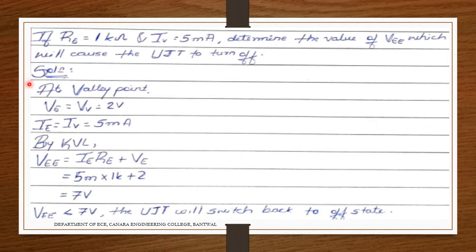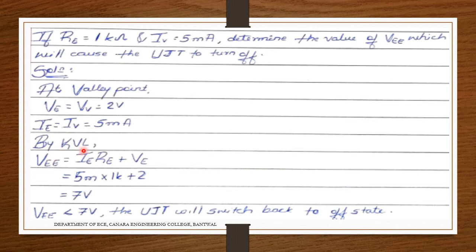Okay, they have given at the valley point, VE equals VV. This is the general consideration we need to consider for UJT. VV equals 2 volts. And also IV they have given, that is IE equals IV equals 5 milliamp, at the valley point. In the graph, that explanation has been done there.